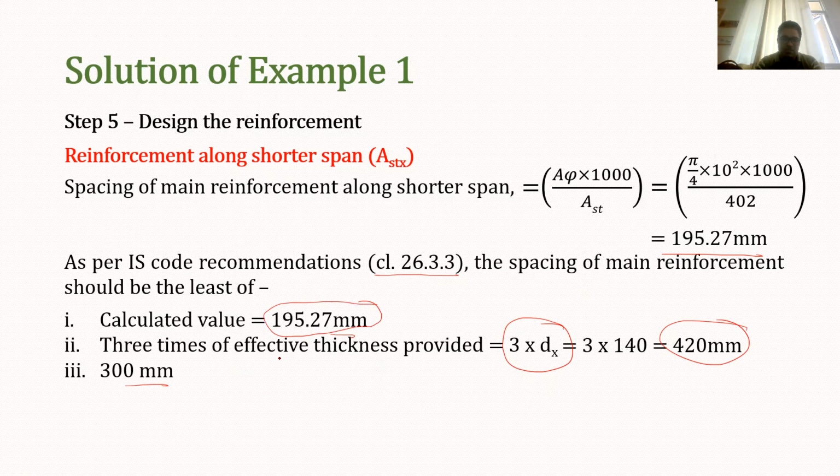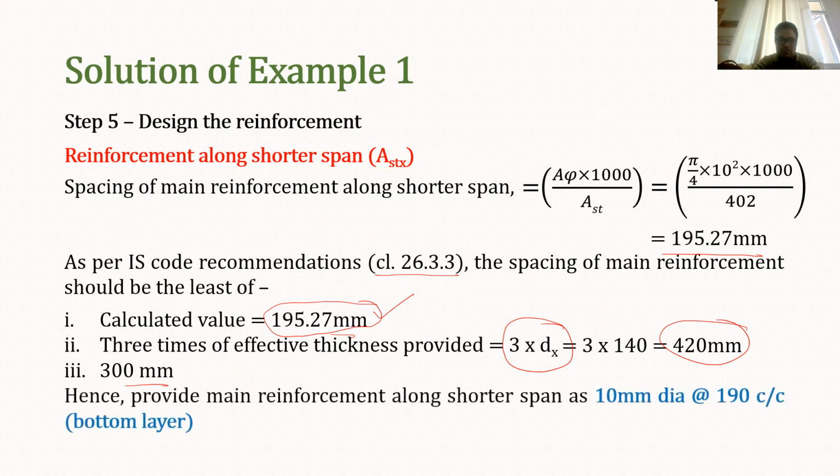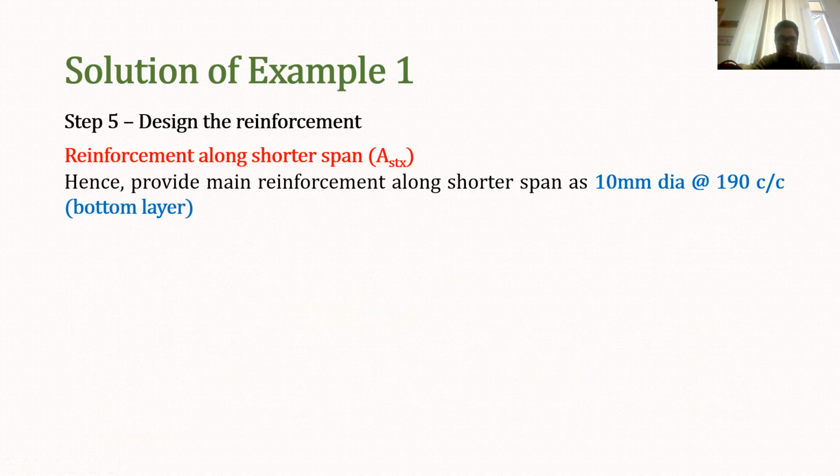with this much spacing. So the spacing adopted is 195, but we will again round off this value to the lower side to get a round figure. So we have rounded off this value to 190. We always round off this value to the lower side to get more bars than required. So this is our main reinforcement along the shorter span, and this is the bottom layer. Because this is the bottom layer, we will calculate the percentage of reinforcement also, because that will be required in the deflection check.